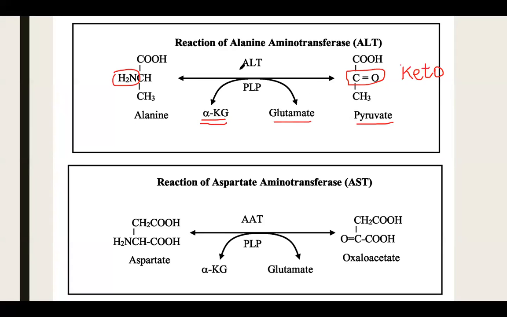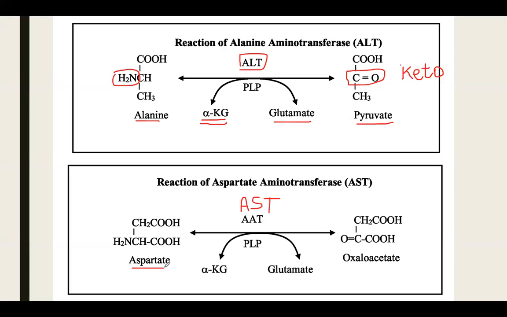acids. This enzyme is called ALT. AL means alanine. T means transaminase. Trans means transport. Aminase, transport amino group. The second enzyme is AST. This is a spelling mistake.